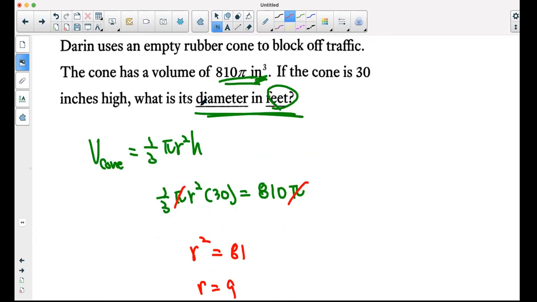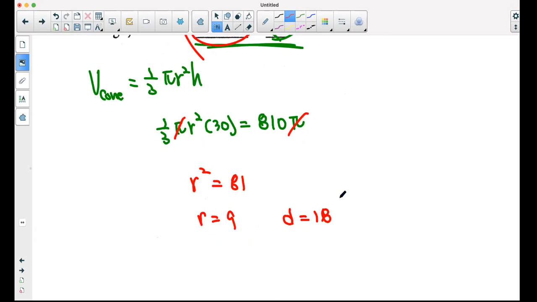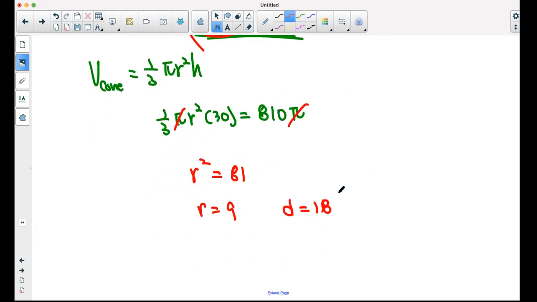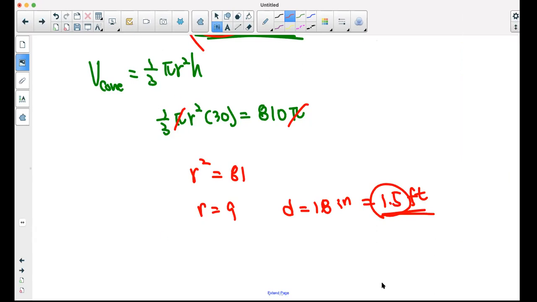But what they're looking for is diameter. So diameter is in fact 18 inches. So I need to go from 18 inches to feet. How do you do that? Divide by 12. So 18 divided by 12 becomes 1.5 feet. So 1.5 would have been the answer. How about that, guys? Is that okay? Yeah? All right. Now we're going to go for number 18. There was another question requested.